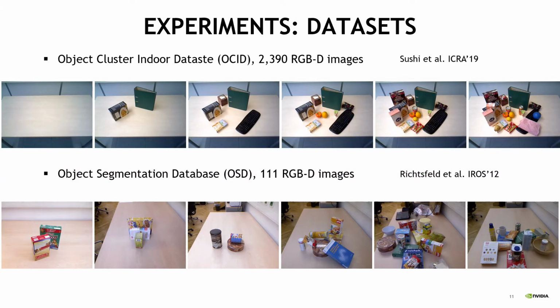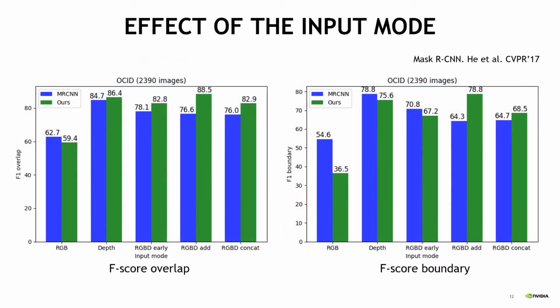For experiments, we tested our method on 2 datasets for unseen object instance segmentation, the OCID dataset and the OSD dataset. We first investigate the effect of the input mode on the 2 datasets and compare with Mask R-CNN. 2 metrics are used here, F-score for region overlap and F-score for boundary overlap. Our method achieves the best performance using RGB-D late fusion addition. This experiment shows that our method is able to utilize the non-photorealistic RGB images to improve the segmentation accuracy.